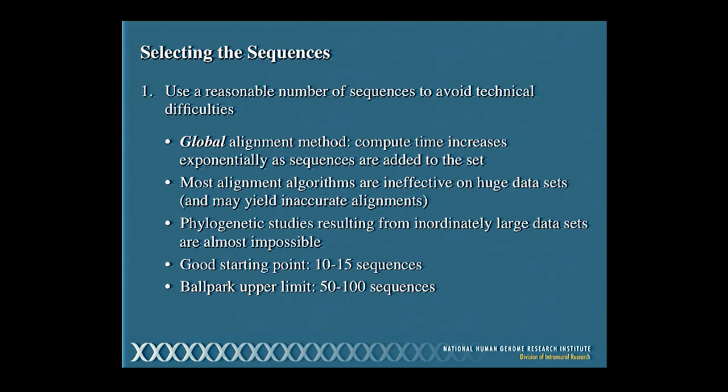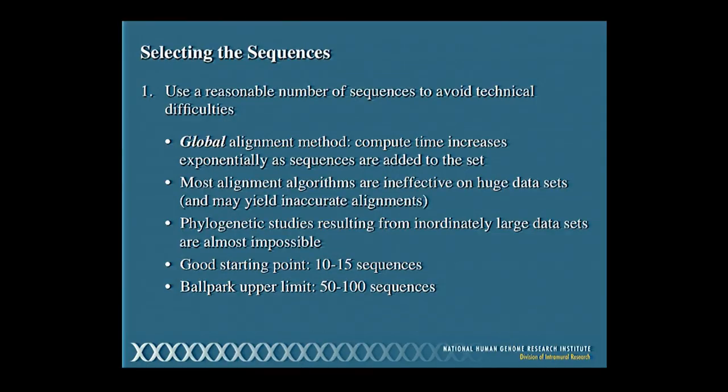First is how many. And so you want to keep that number relatively reasonable. The reason for that is the algorithms that compute these multiple sequence alignments are global alignment methods. We talked about the difference between global and local last week. With global alignments, you're trying to align the entire sequence along its entire length with every other sequence in the set. Because of that, this is computationally intensive. It takes a long time. When you start to put too many sequences in your input set, the methods just start to choke, and you might start getting inaccurate alignments. The methods are getting much better with time.